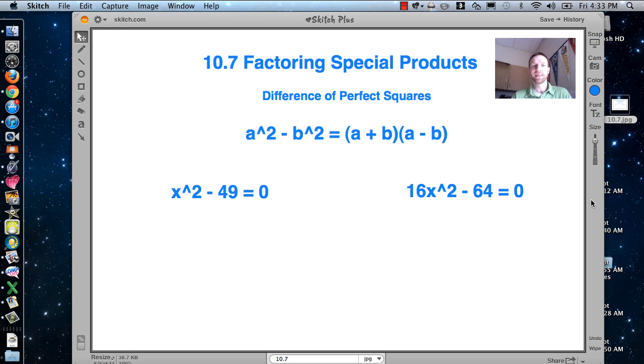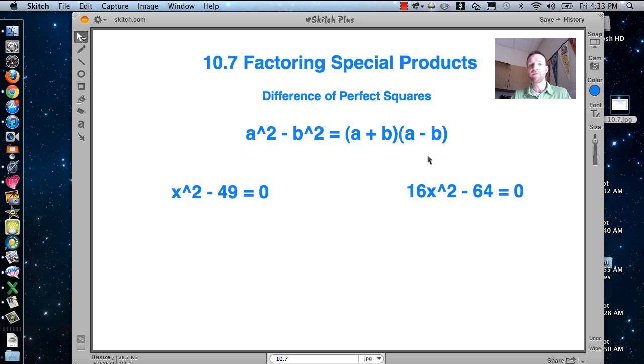Hello and welcome back. This is time for 10.7, Factoring Special Products. In this lesson we're going to look at a couple of unique situations and how we can factor different quadratic expressions and use maybe some shortcuts to try to get to those answers a little bit faster than just doing traditional guess and check approaches to factoring.